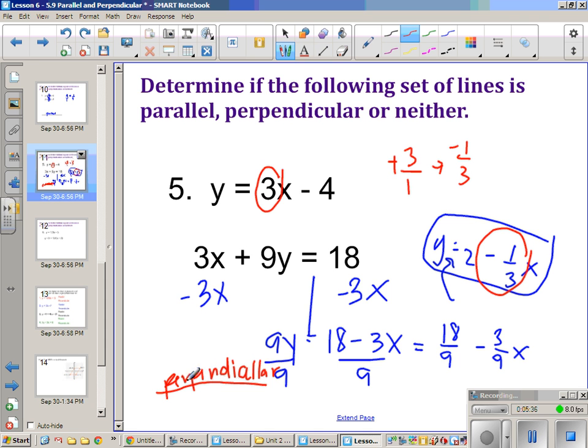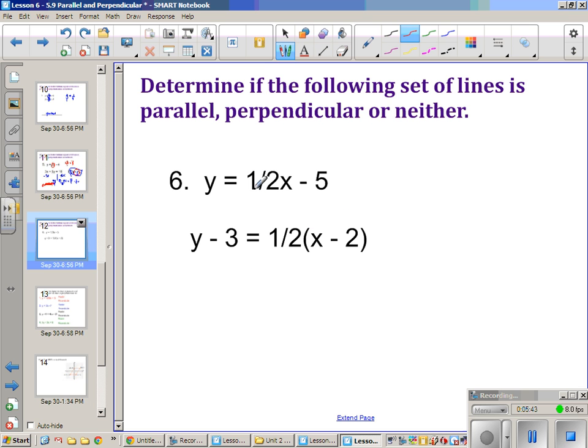Hope you can read that, perpendicular. Sorry, a little slow at writing and probably did not say something. All right. The next two are close.